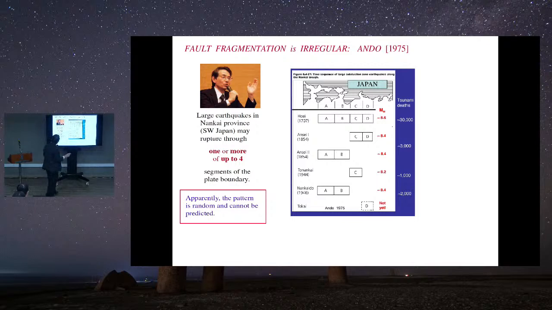He observed that the earthquakes had an irregular pattern. Occasionally, you had a very big earthquake. The last one is the Hoei 1707, which he thinks ruptured the entire thing.